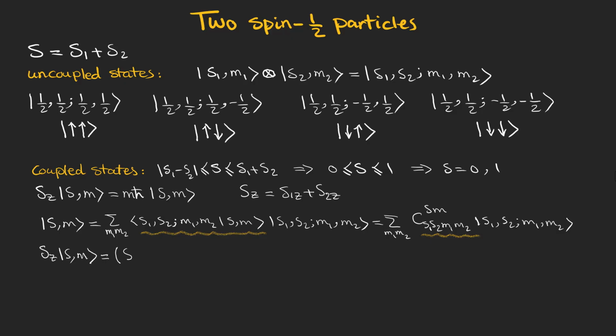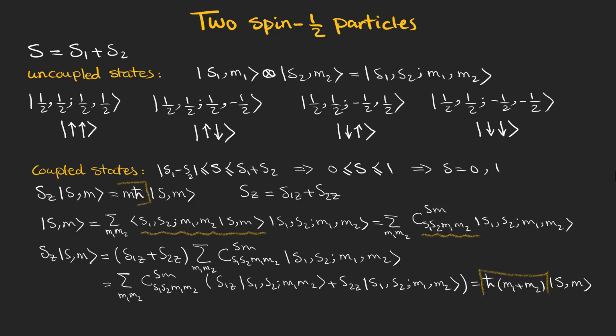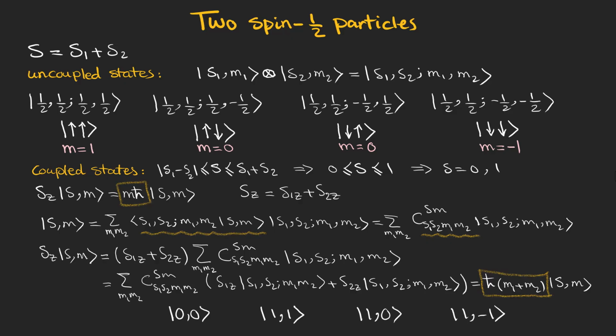So, using all the information above about operators and states in these two frameworks, we can also write the eigenvalue equation in terms of m1 and m2. It shows that m is equal to m1 plus m2. And the values of m for these four states are, as you can see below each one. Pay attention that we have two 0 m's, and you'll understand why in a moment. So these are the four coupled states associated with the addition of two spin-half particles.